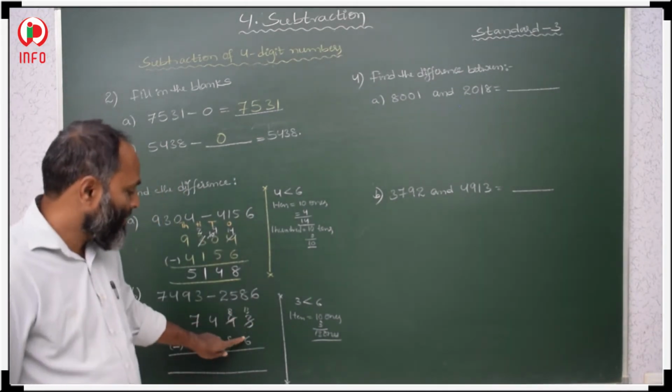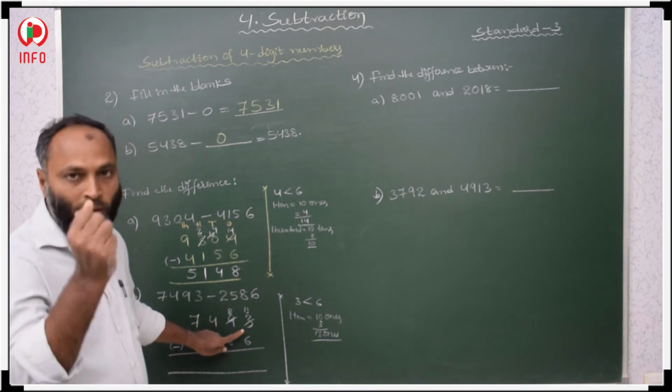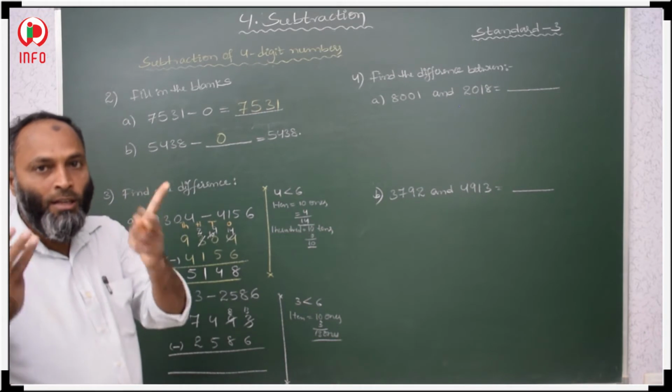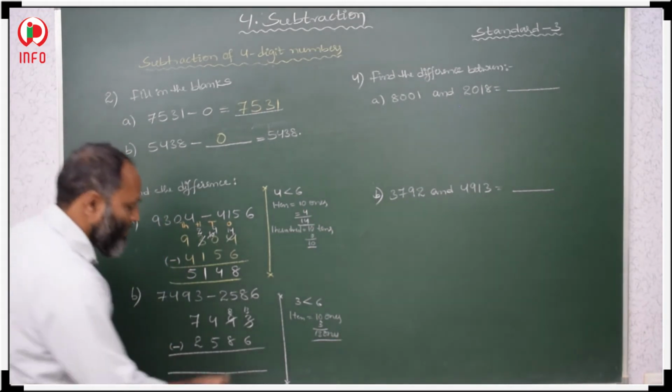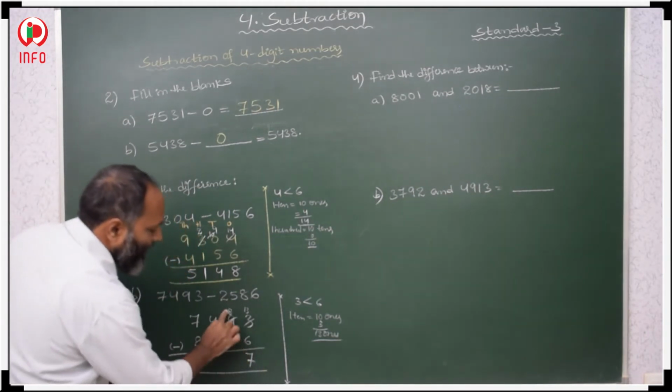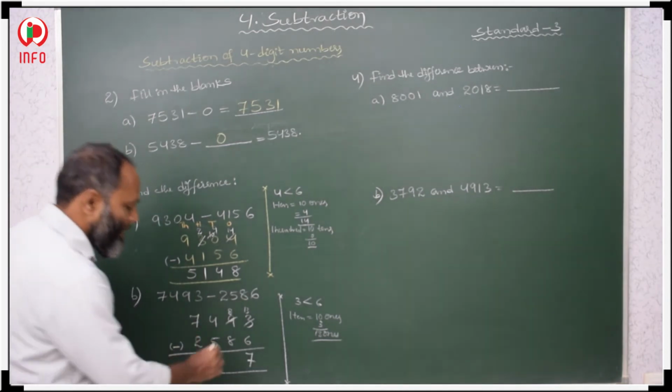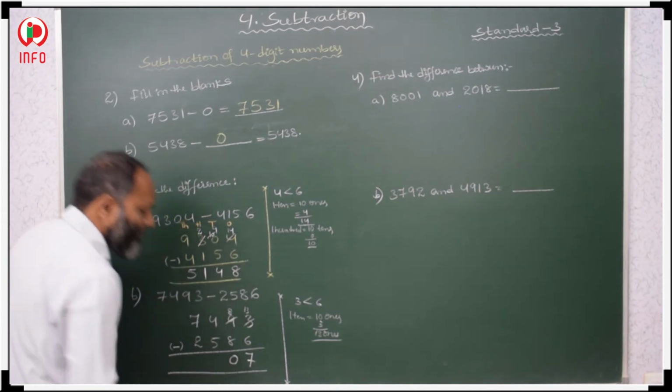13 minus 6 means from 7 to 13 we have to count. 7, 8, 9, 10, 11, 12, 13, total 7. Then 8 minus 8. A number minus itself is 0.